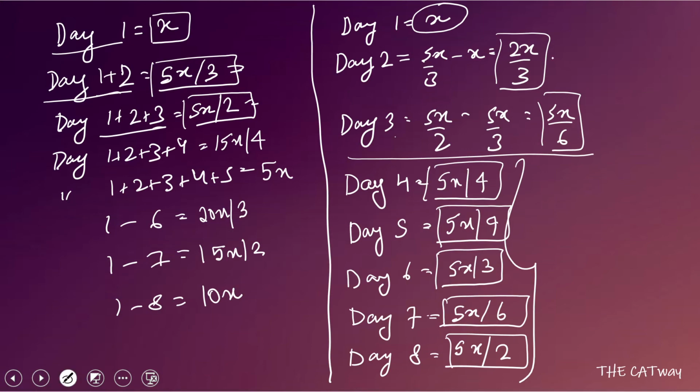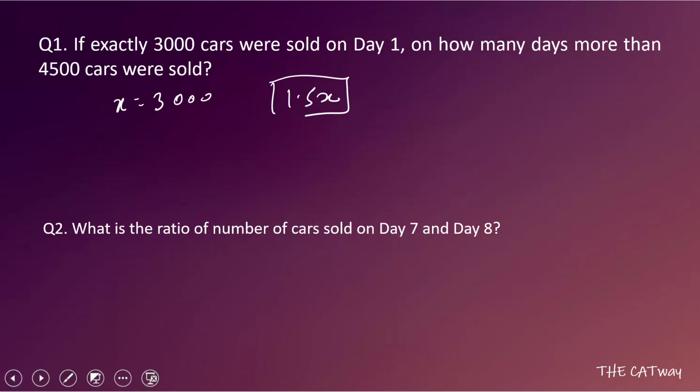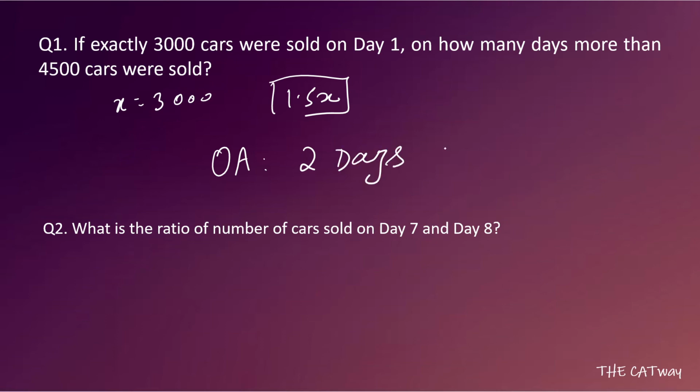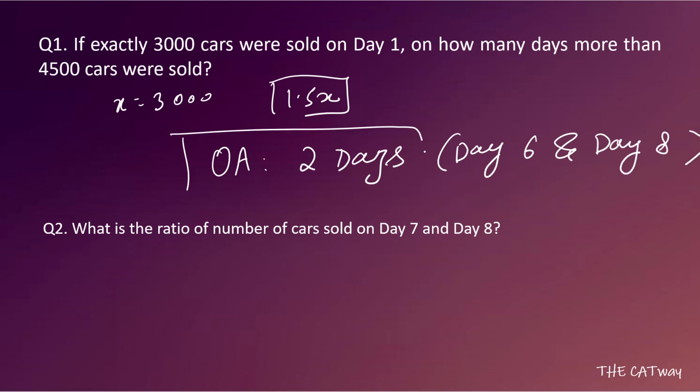Day 2 is not more than 1.5x. Day 3 is also not, and neither are days 4 and 5, which are 1.25x. On day 6 it is, because 5 by 3 is 1.66. Again on day 7 it is not. On day 8 it is. So our answer will be 2 days, which are day 6 and day 8. So this is your answer.